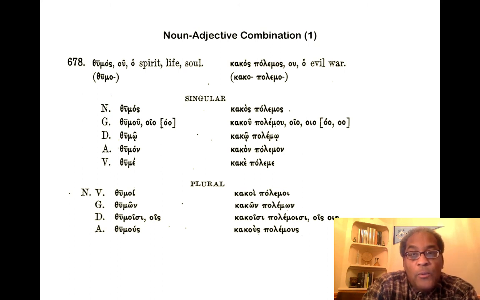But then when you fix a second declension noun up with an adjective, so you have a collocation like with polemos, war, kakos polemos, kakou polemou, kakoi polemoi, kakon polemon, kake poleme. Oh kake poleme, oh evil war that took my son. Kakoi polemoi, kakon polemon, kakoisi polemoisi, kakous polemous.